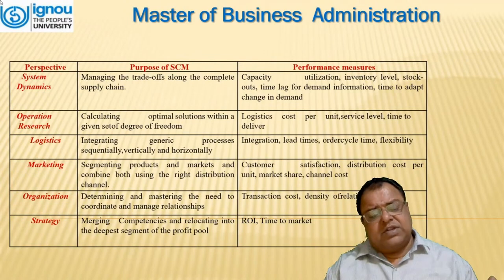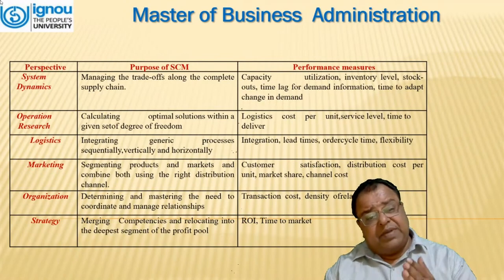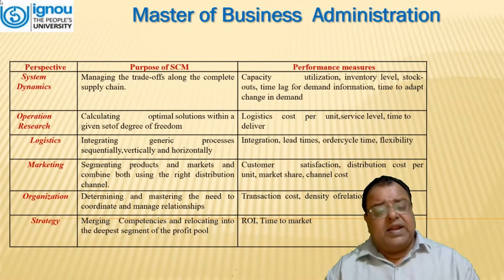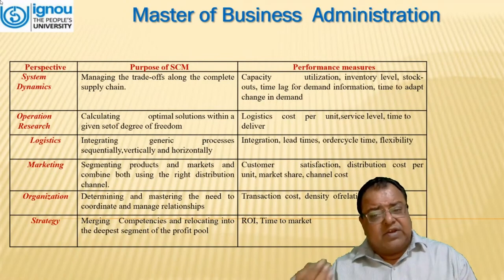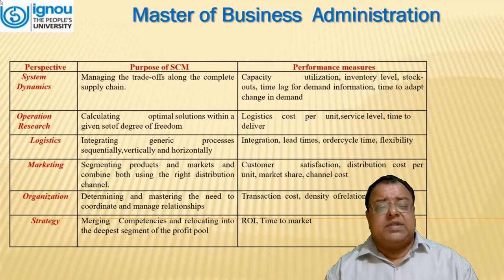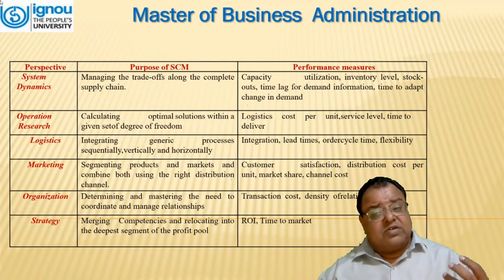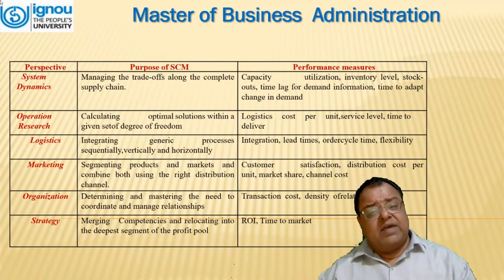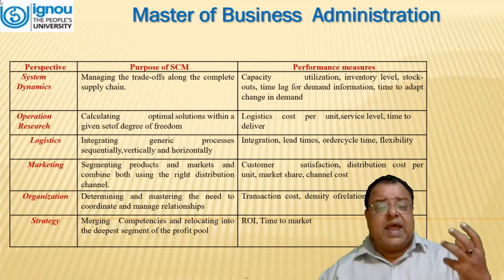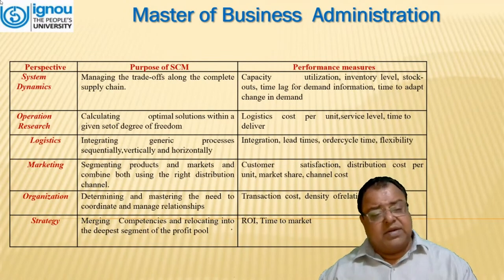If we talk about system dynamics, what is the purpose of SCM? It is managing the trade-offs along the complete supply chain and how it is related to performance measures, that means capacity utilization, inventory level, dropout times like for demand information, time to adapt changes in demand.